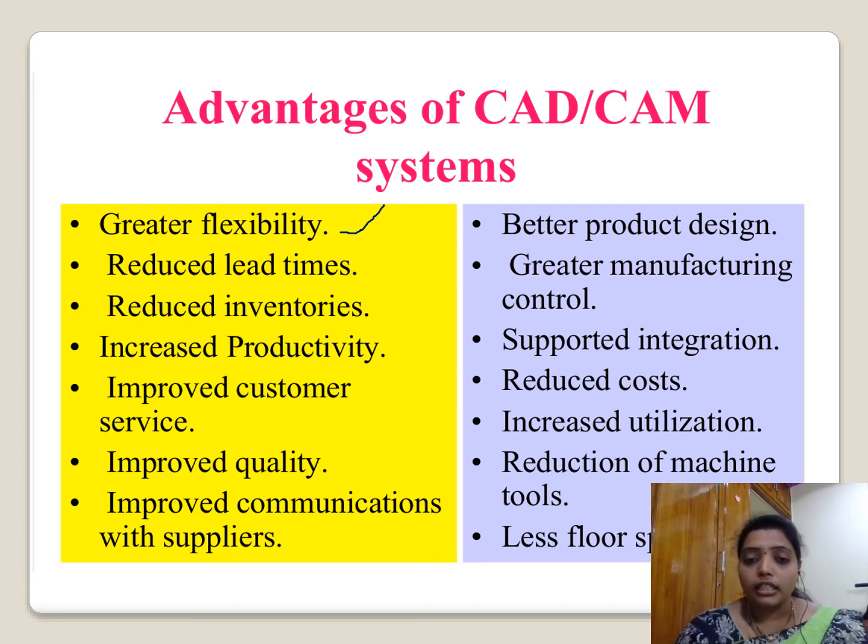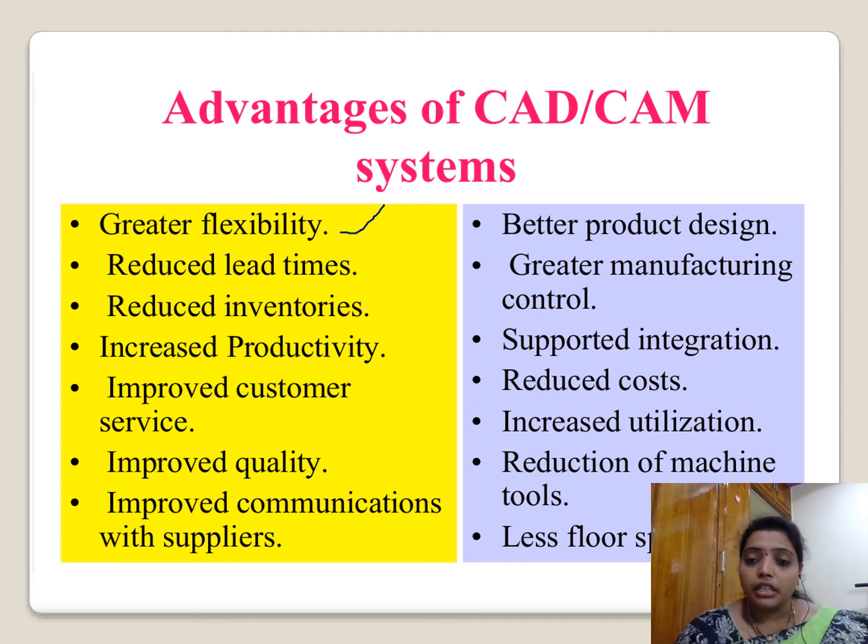Improved quality. Quality can also be improved. Improved communications with suppliers. Next one is better product design. Here we can improve the design of the product by using the customer requirement. If any changes need to be made, it can be done automatically in the software only. After that, greater manufacturing control.